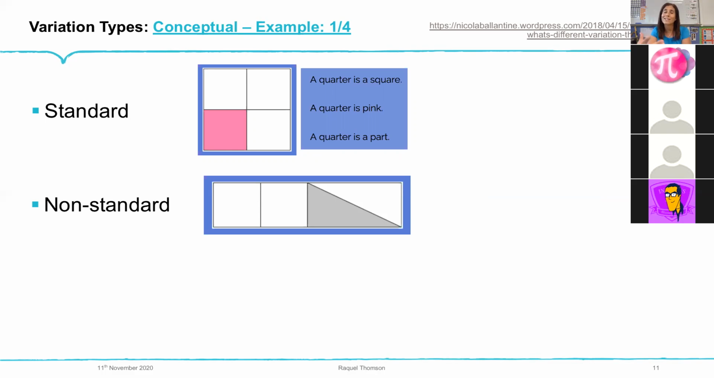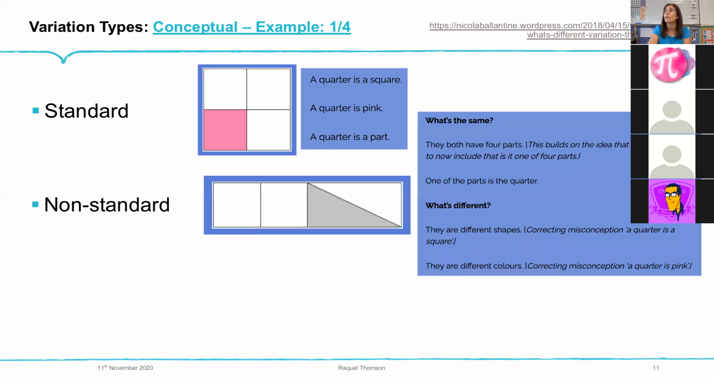It's a less expected visual representation, but it's still a quarter, and it challenges students to think deeply about what actually makes a quarter. And so in this case, like we did with the elephant, they might tweak their concept of a quarter, and might think, oh, well, what is the same about them? Well, the same is that they have 4 parts. Of course, you can see 4 parts there. And this builds on the idea that a quarter is a part, and 1 part is a quarter, of course, and it's highlighted as well.